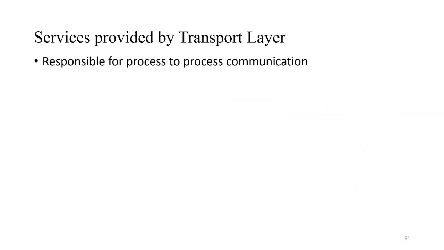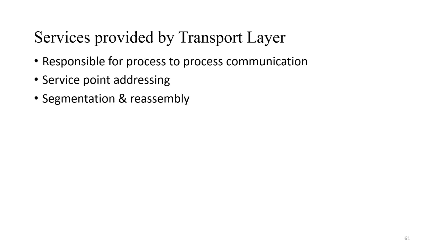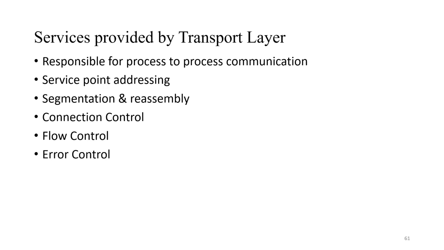Now let's see services provided by transport layer. First one is transport layer is responsible for process to process communication. Second one is service point addressing. Third one is segmentation and reassembly. Fourth one is connection control. Fifth one is flow control, and last one is the error control. Now let's see all these responsibilities or services provided by transport layer one by one.